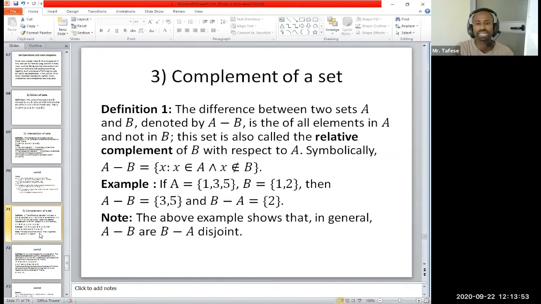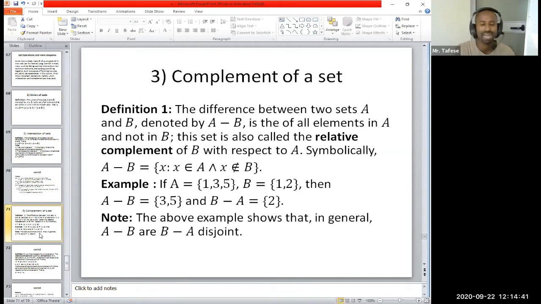The difference between two sets A and B, denoted by A without B, is the set of all elements in A and not in B. This set is also called the relative complement of B with respect to A. You see how it is going to be read? A without B can be read as the relative complement of the second set B with respect to the first set A.